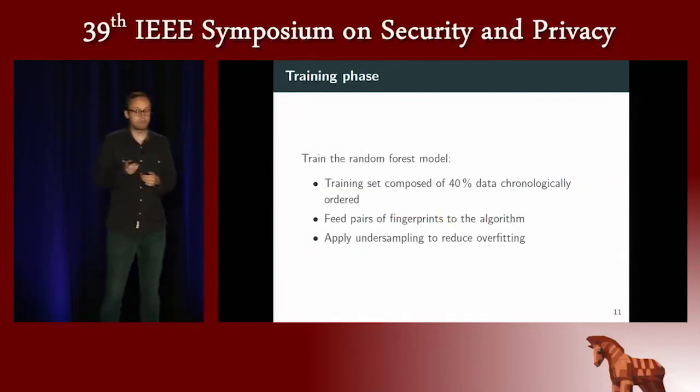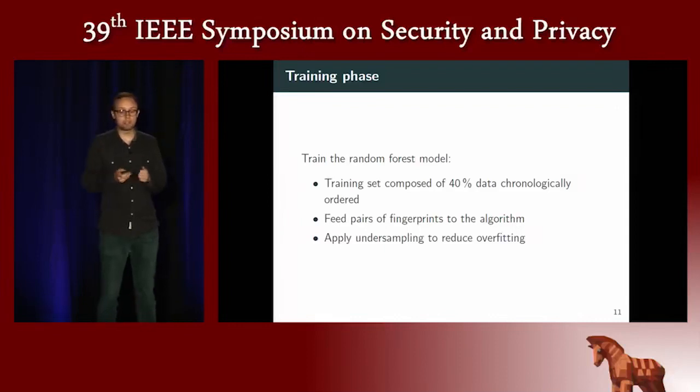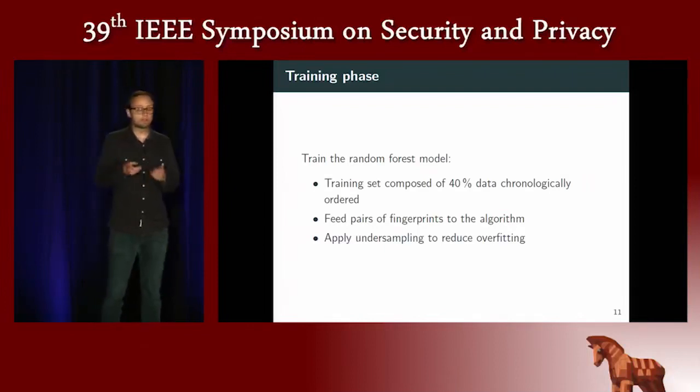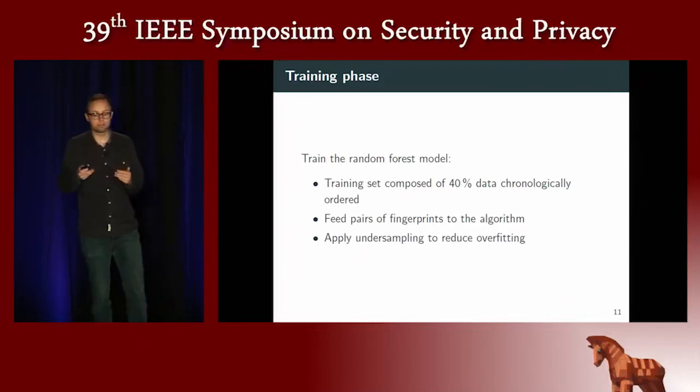Then we can train our random forest model. We train it on 40% of the dataset ordered chronologically, and we feed pairs of fingerprints to the model. So we show pairs of fingerprints that come from the same browser and pairs of fingerprints that come from different browsers. And we apply undersampling to reduce overfitting. That means that if you take randomly two fingerprints in the dataset, most of them will come from different browsers, so we readjust the proportion of fingerprints that come from the same browser in the training set.